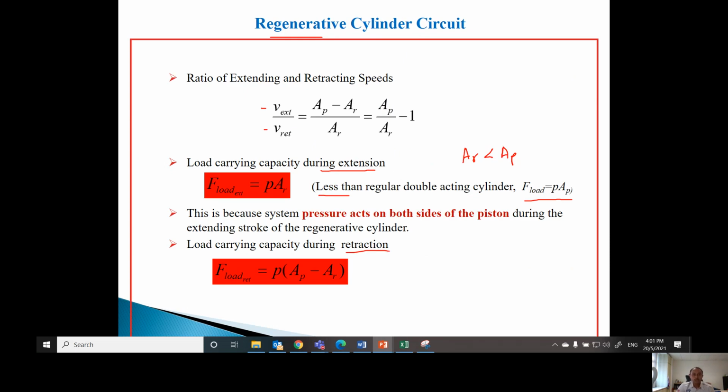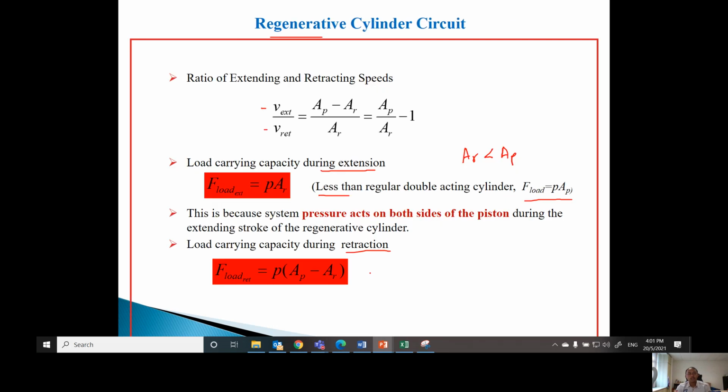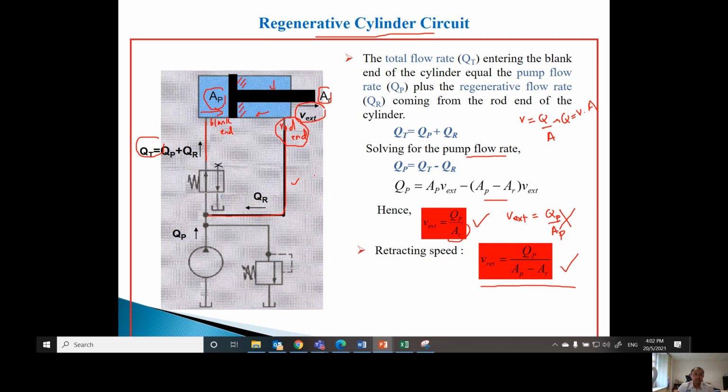Meanwhile, during the retraction it is still the same as the conventional formula, where the force during the retraction is equal to pressure times AP minus AR. Okay, so that's about the regenerative cylinder circuit and how it differs from the conventional circuit without any regenerative line from the rod end back to the supply and to the blank end of the cylinder again.